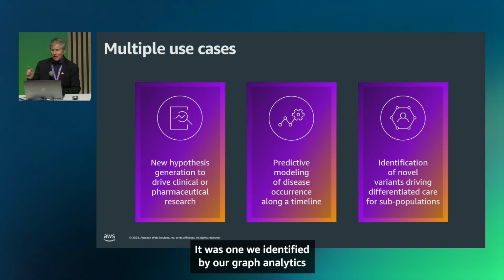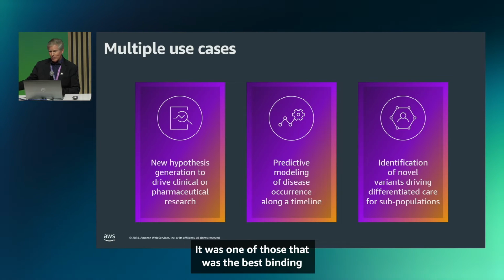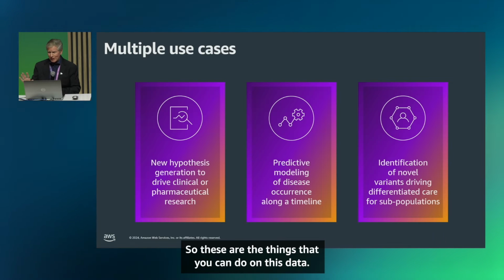It was one we identified by our graph analytics and our suggested proteins that may be related. It was one of those that was the best binding. And now that's a drug coming out to market. So these are the things that you can do on this data.